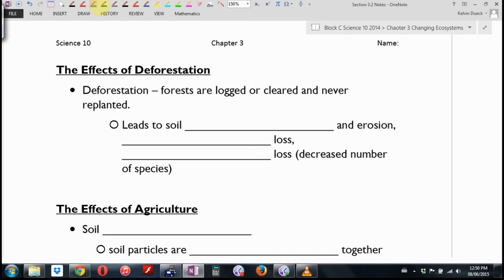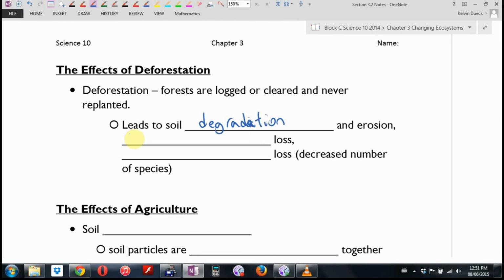What does deforestation lead to? It leads to what we call soil degradation. The soil's not as good. And erosion. If there's no trees, the rainfall can wash the soil away completely further down, and there's no soil left for plants to grow.